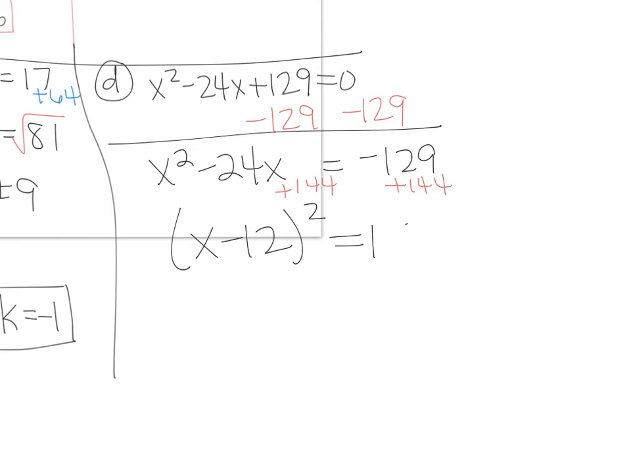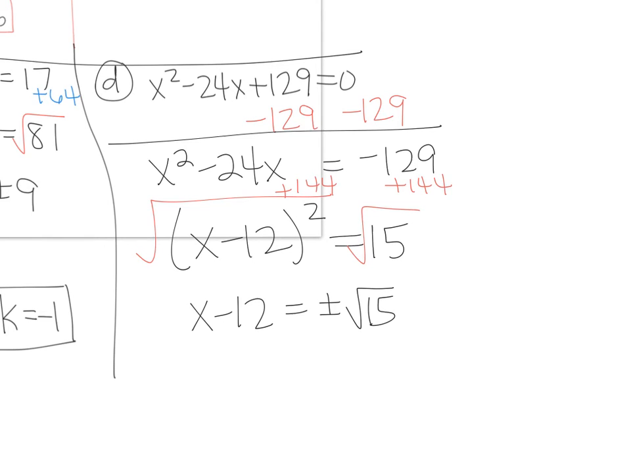All right. Square root both sides. x minus 12 equals plus or minus the square root of 15. Add 12 to both sides and we get x equals 12 plus or minus the square root of 15.